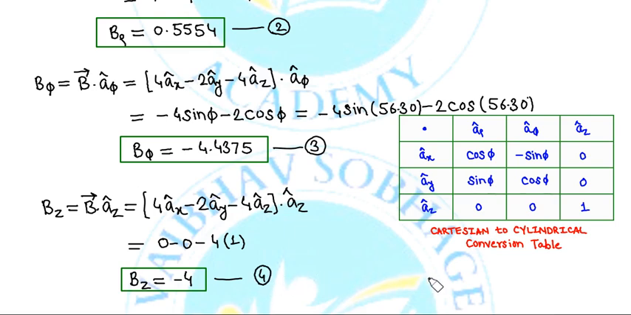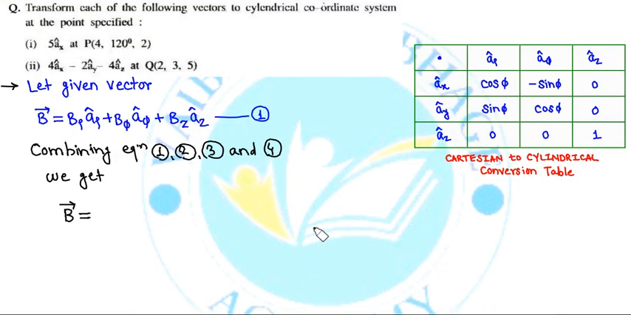Now we are going to combine all four equations to get the value of your given vector in terms of the cylindrical system. So B rho, what is the magnitude? Put the value of B rho from equation number 2, that is 0.5554, and the a rho cap will be over there. That is your B rho a rho cap. Now what is the value of B phi? We have the magnitude of B phi equal to minus 4.4375 a phi cap.